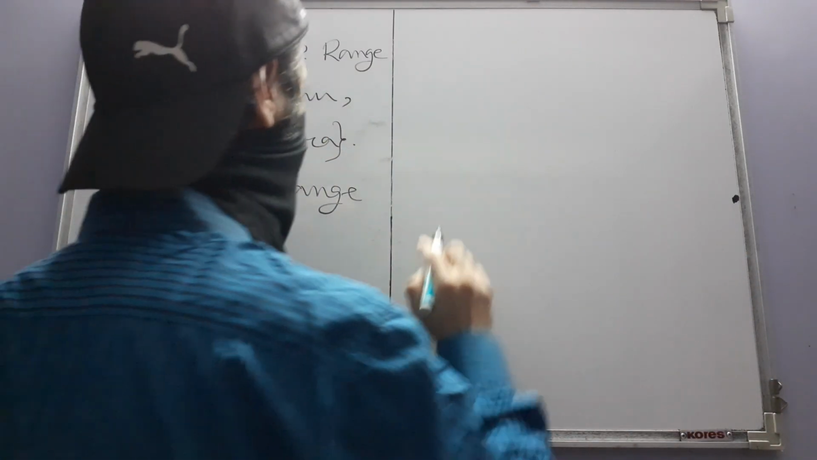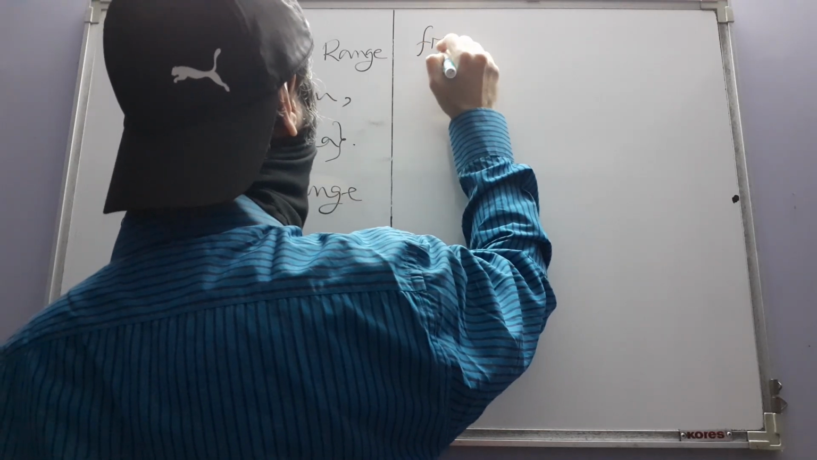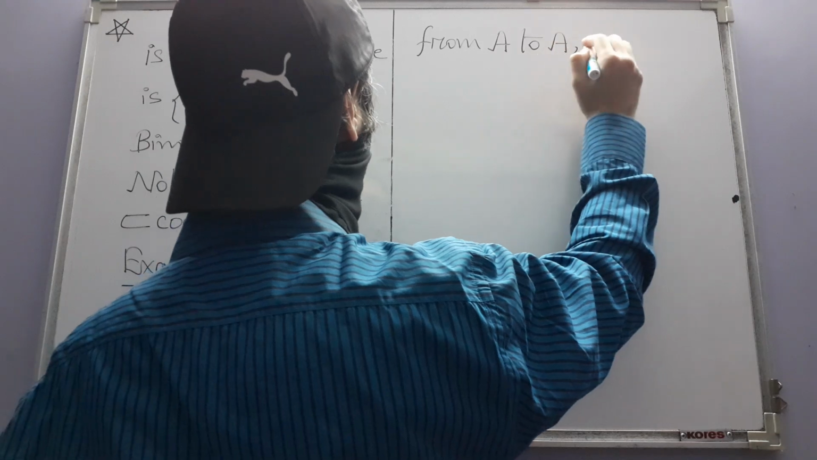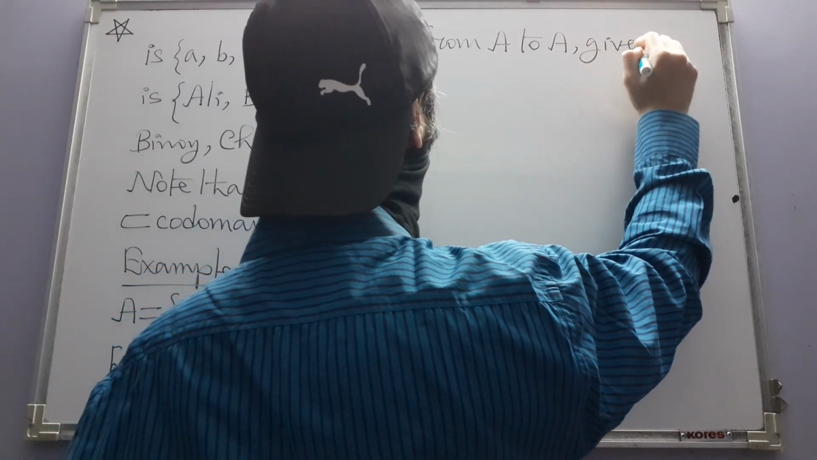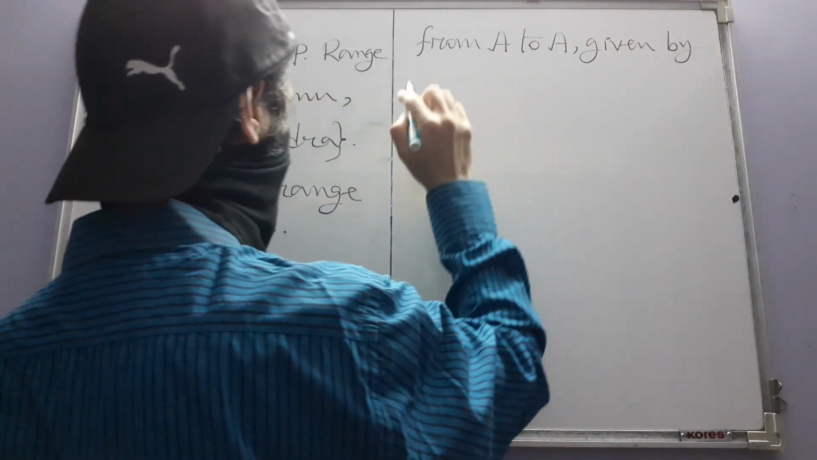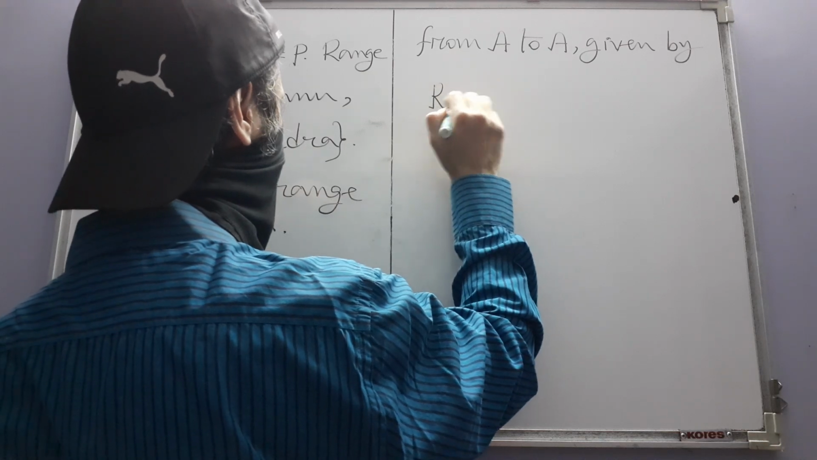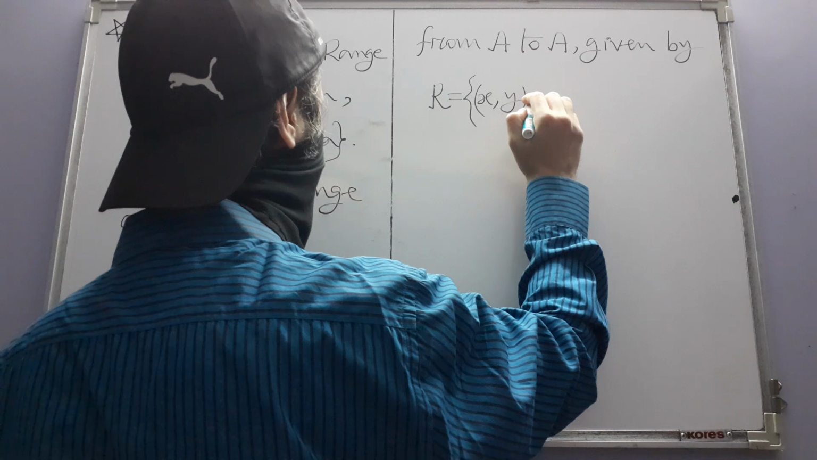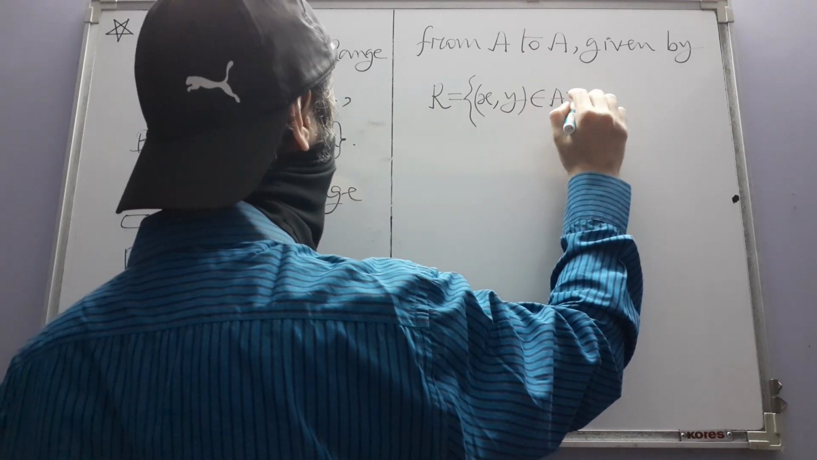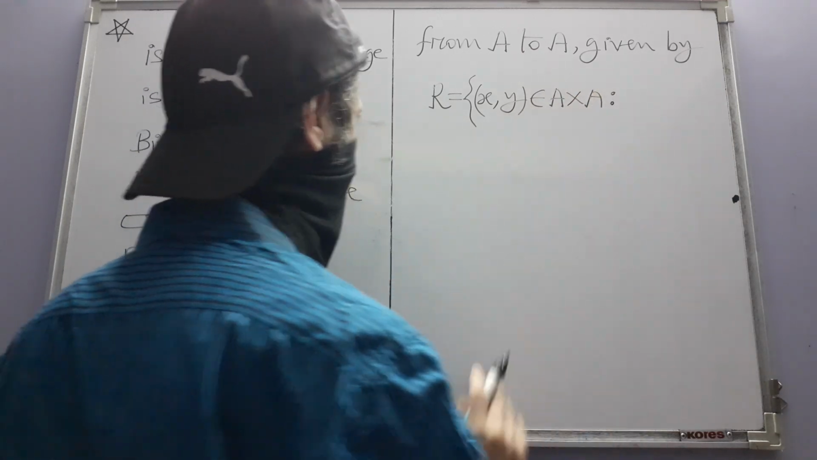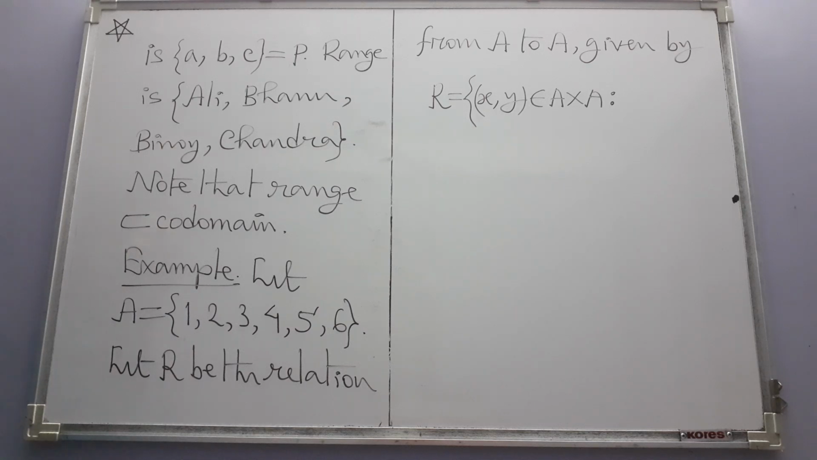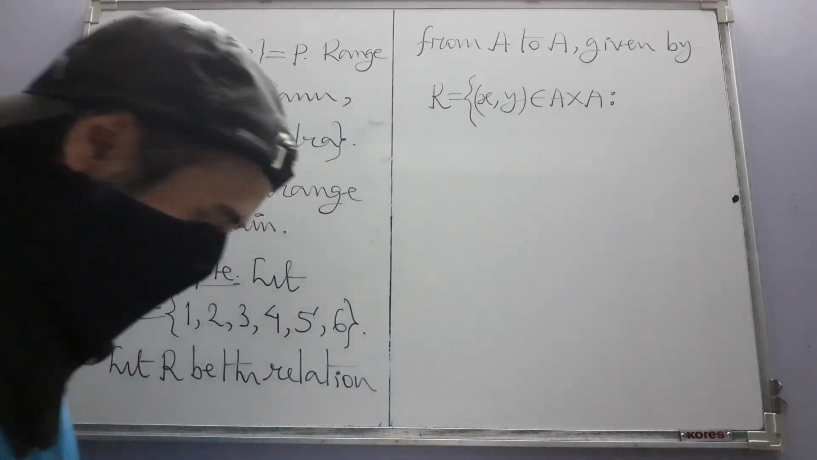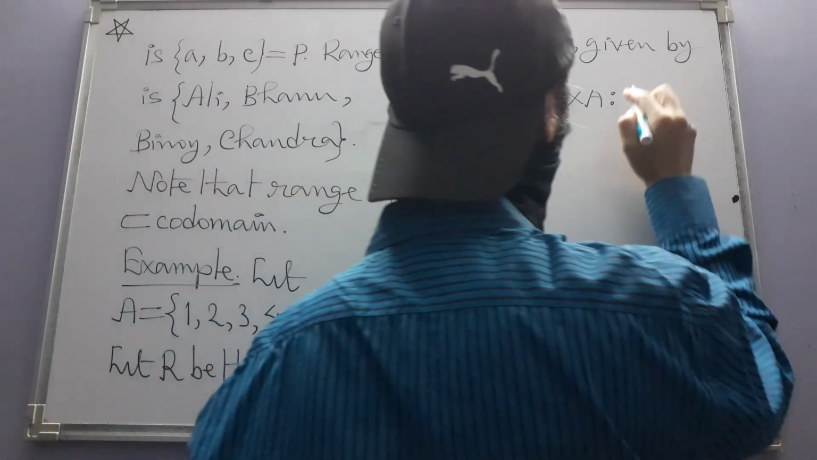Let R be the relation from A to A given by this. R is the set of ordered pairs (x, y) in A times A such that y is equal, I should not write the wrong equation. Yeah, y is equal to x plus 1.